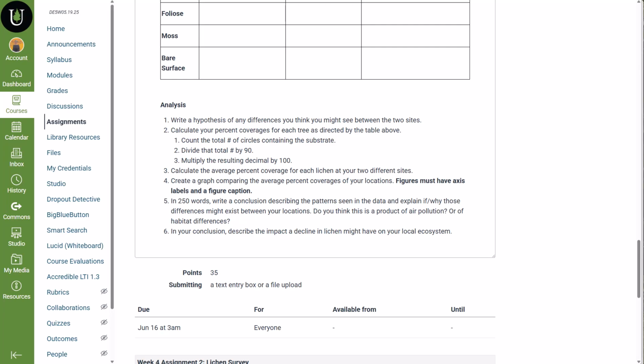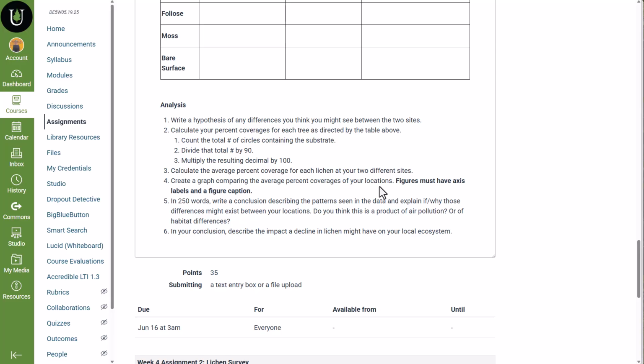In this video, I would like to show you how to make the graph for your data from the lichen study. If you look at the analysis section of the lichen study, it is asking you in number 4 here to create a graph comparing the average percent coverages of your locations. You have to have axis labels and a caption.